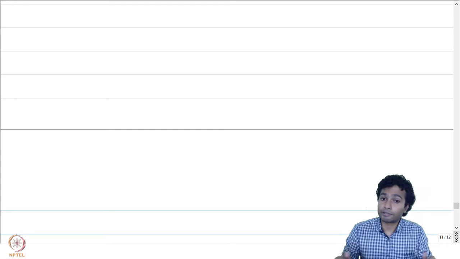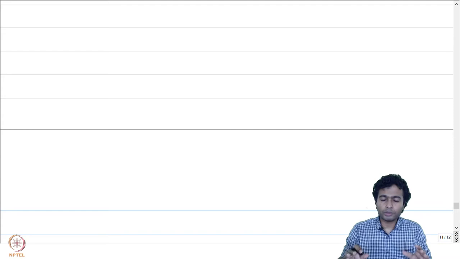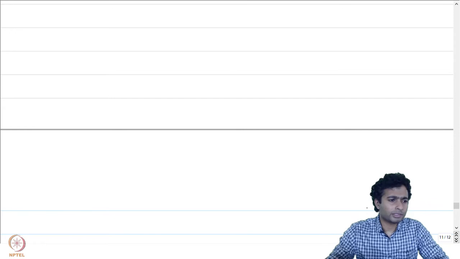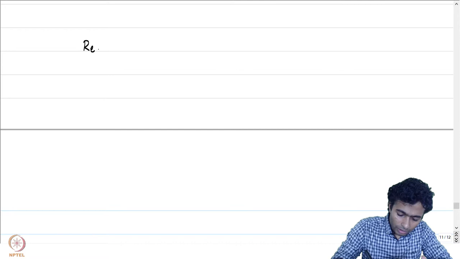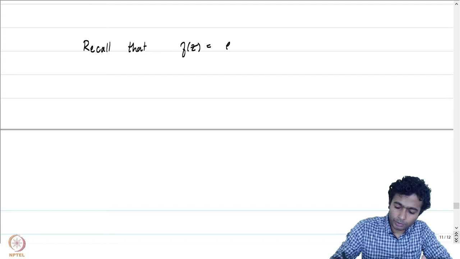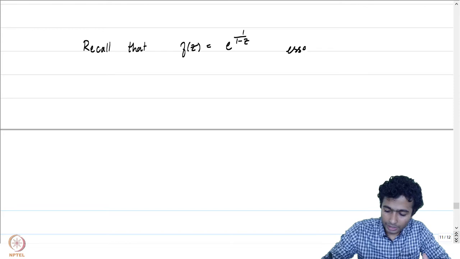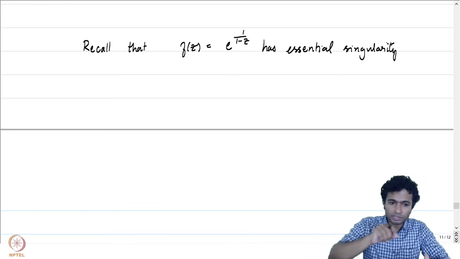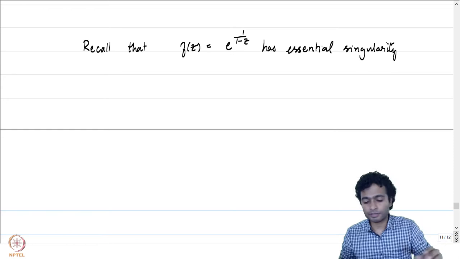However, we have still not really looked into what happens when a given isolated singularity is an essential singularity and how the function behaves as we approach an essential singularity. We already have seen, if you recall, that f of z equal to e to the power 1 by 1 minus z is a function which has an essential singularity at z0 equal to 1. And we did check that if you pick the sequence carefully, then f of zn converges to 1, and for the second sequence, f of zn prime converges to i.